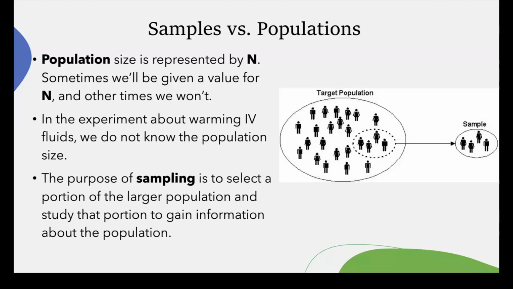So the purpose of sampling is to select a portion of the larger population and study that portion to gain information about the population. So we're doing this study so we can learn about everybody in the population who requires IV fluids. And we're trying to learn how the rest of the population would react under similar conditions.